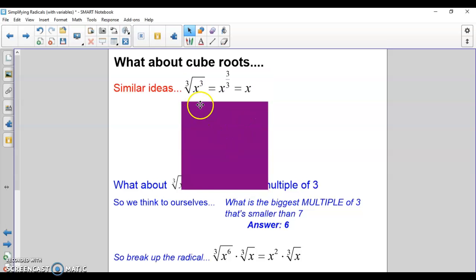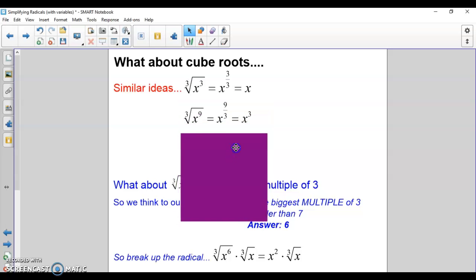Similar ideas to what we talked about before. Cube root of x cubed, it can be x to the 3 over 3, which is just x. We'll get some other nice ones here. Cube root of x to the 9th. We go x to the 9 over 3. 9 divided by 3 is just 3, so the answer is just x cubed.